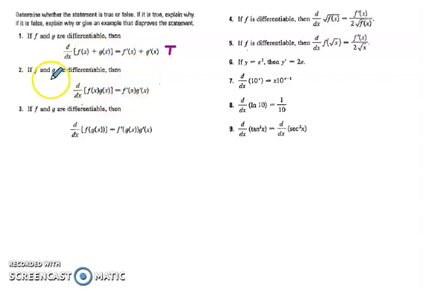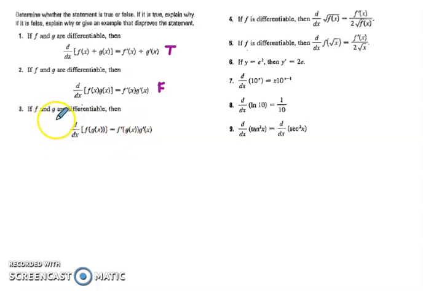This one says, if the two functions are differentiable, then the derivative of f times g is the derivative of f times the derivative of g. That is false because you need the product rule. What you would need is derivative of f times g plus the derivative of g times f.